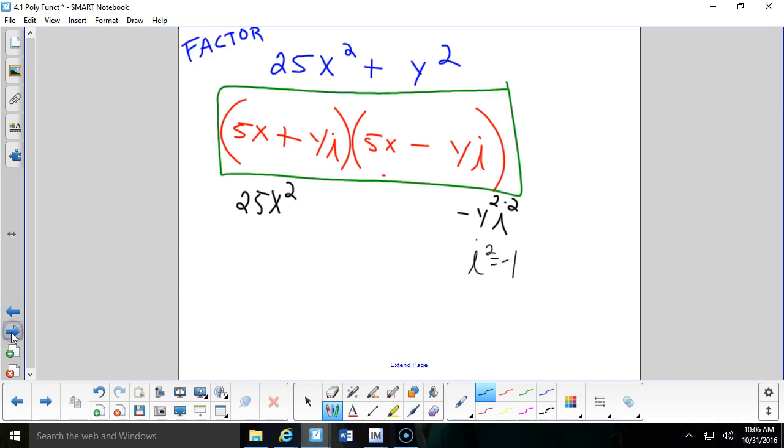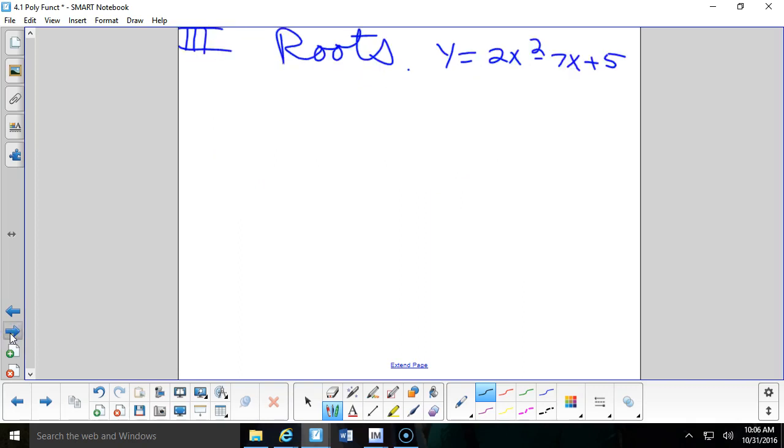All right. Got it. All right, so Roman numeral 3. I had way too many examples of that. How do you find roots?